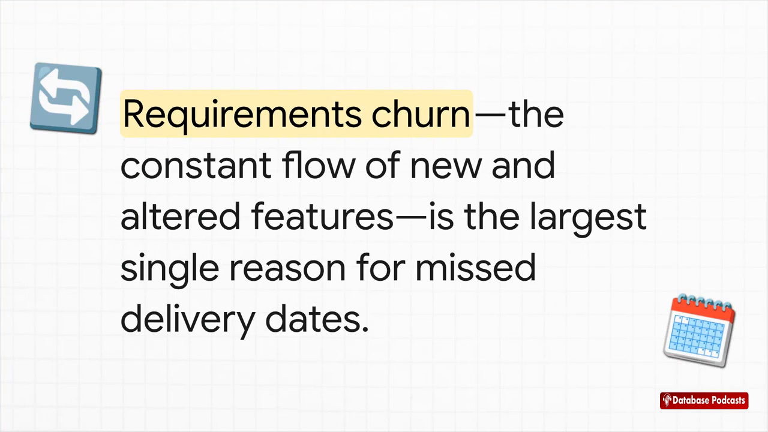First up, the problem of scope. So often, customers don't really know what they want until they see something. This leads to that thing we all dread, requirements churn. It's that constant flow of new ideas, changing features, and deleted requests. This is probably the single biggest reason projects miss their delivery dates.